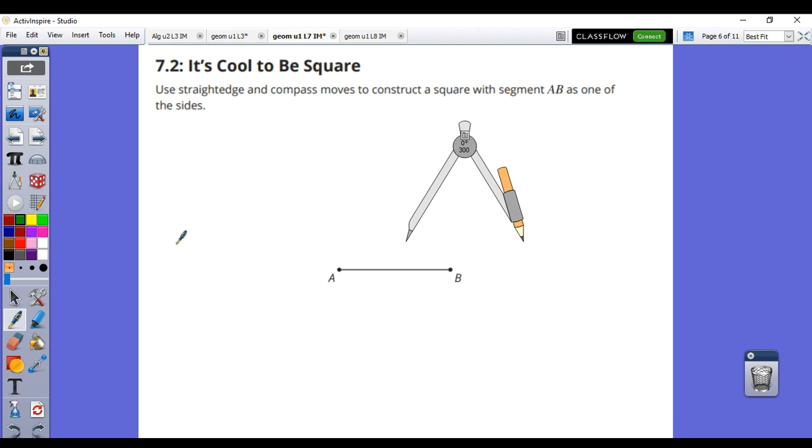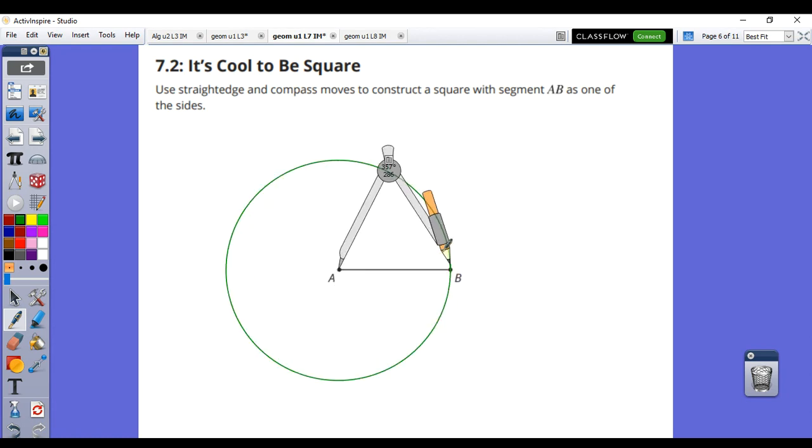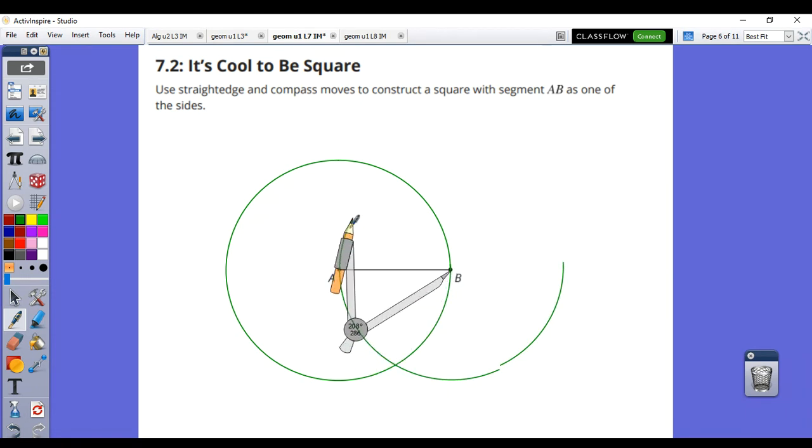So to find the same length, I'm going to put the point of the compass, the center of the circle, at A, and the radius goes to B. I'll do that in the green. I'm going to make that circle. And now I'm going to do the same thing at B. Let me put it right at B. There we go. And I'm going to make that circle.